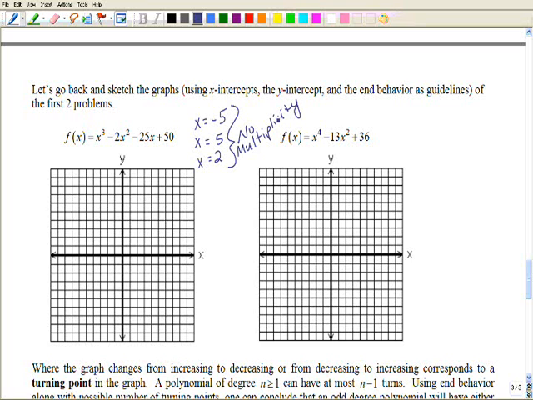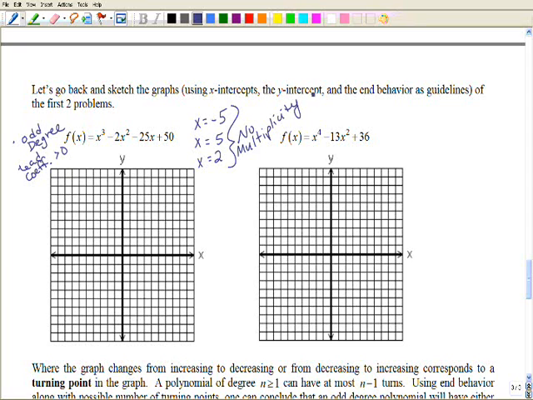Okay, so looking at our degree of this polynomial, we have an odd degree polynomial. Also, we need to know, is this a positive or negative? What is the leading coefficient? The leading coefficient is 1. It's greater than 0. It's a positive number. The leading coefficient is greater than 0. Okay, so we have everything that we need here.